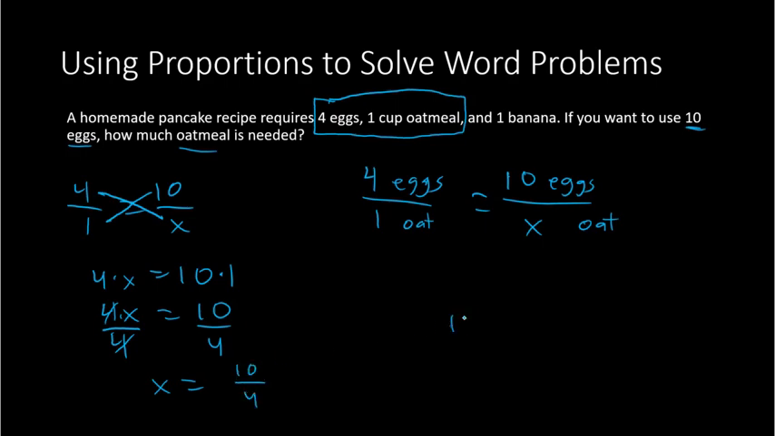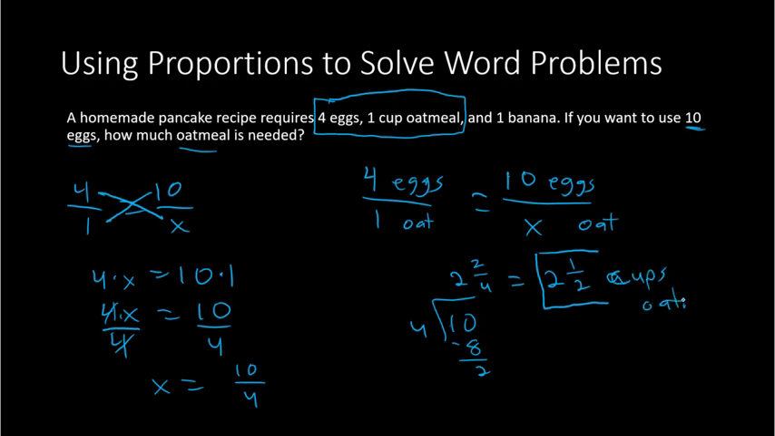Well, what is 10 divided by 4? Well, 4 goes into 10 2 times. 2 times 4 is 8. Subtract, we get 2. So the remainder is 2. We can write that as a fraction, 2 over the 4. So we have 2 and 2/4, which can reduce to be 2 and 1/2. So the answer is 2 and 1/2, and we were talking about cups of oatmeal. So if you're using 10 eggs, you would want 2.5 cups of oatmeal. So that is your solution.